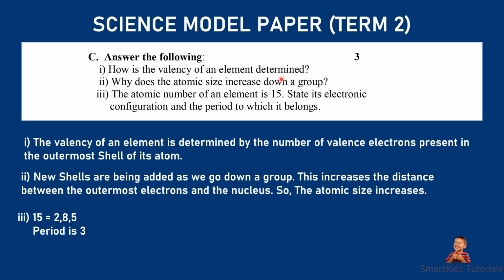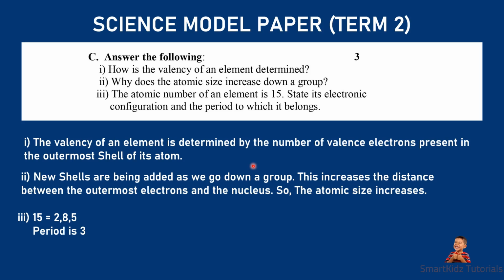How is the valency of an element determined? The valency of an element is determined by the number of valence electrons present in the outermost shell of its atom. We know that there are shells surrounding the nucleus, and in those shells there are electrons moving around. The outermost shell is referred to as the valence shell, and the electrons in it are referred to as valence electrons. Based on the number of valence electrons, we can determine the valency. Valency is the combining capacity of the element.